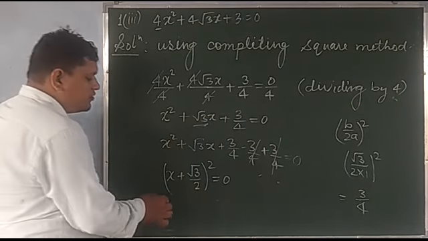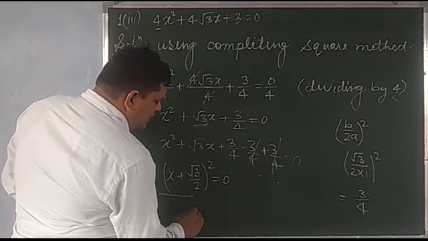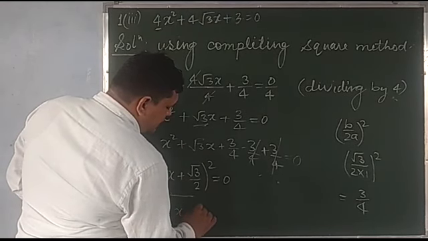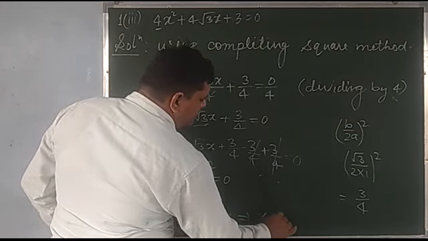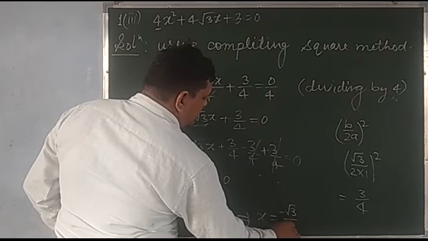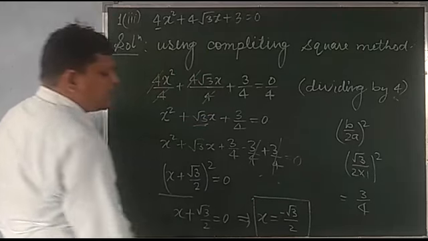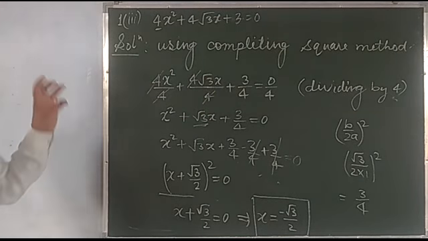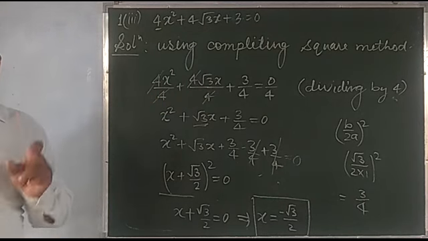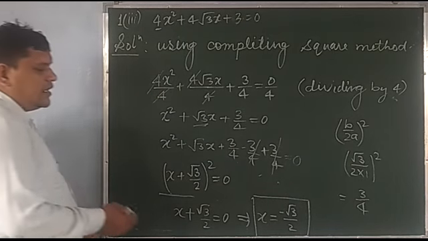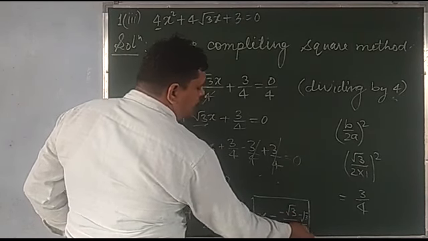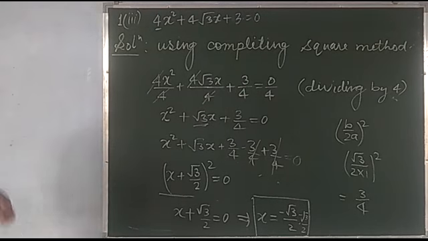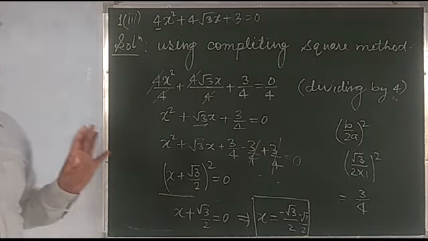And now I have told you that you can also write x plus under root 3 upon 2 is equal to 0. This means x will be equal to minus under root 3 upon 2. I have told you that this particular equation has equal roots. It means both roots are equal: minus under root 3 upon 2 and minus under root 3 upon 2. Is it clear? So I think you can easily understand this question.